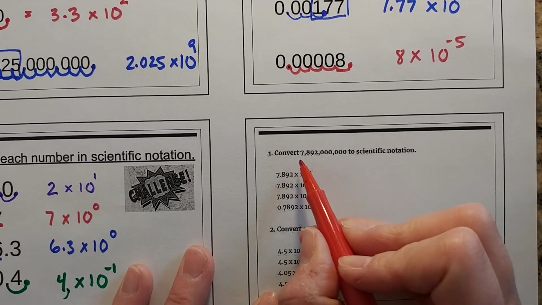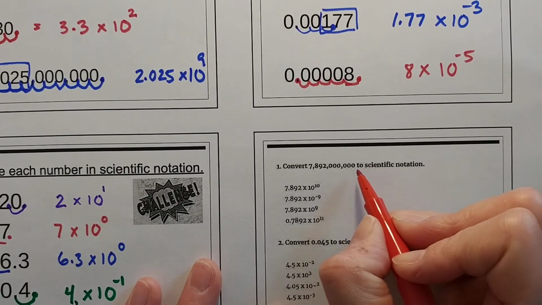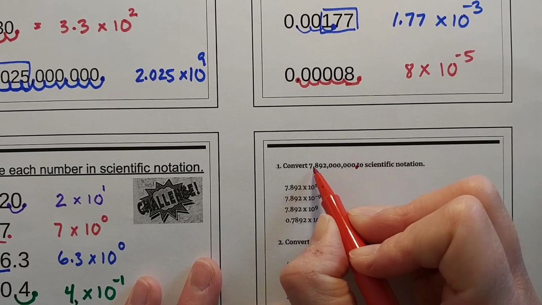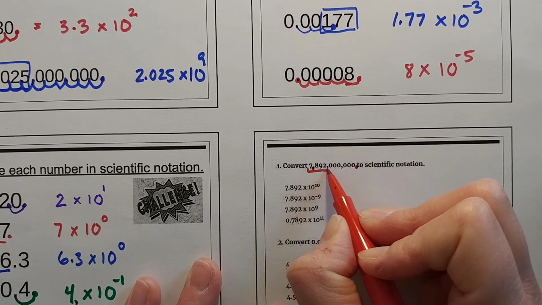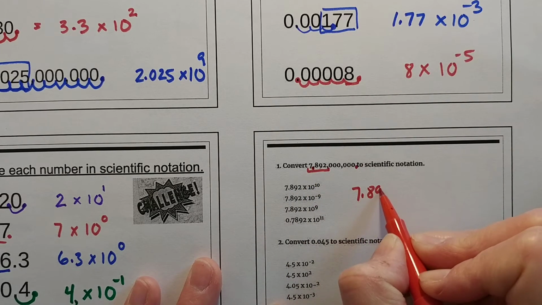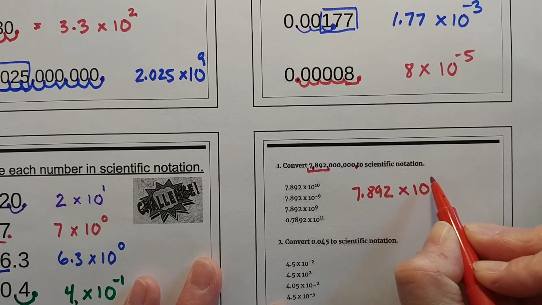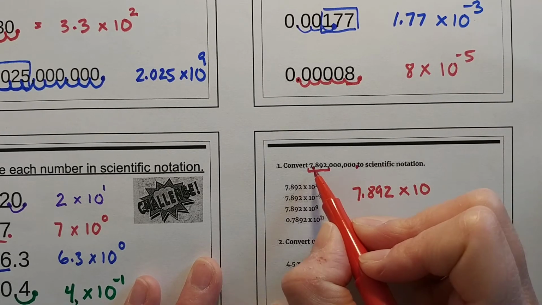Okay, very large number. Decimal point's right here. I want it to be right here, right after the 7, so that this reads 7.892, and now I have a power of 10. How many places does the decimal point move?